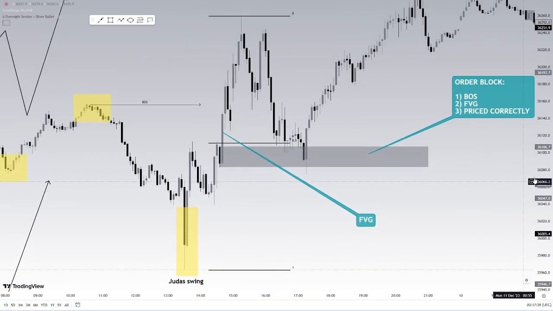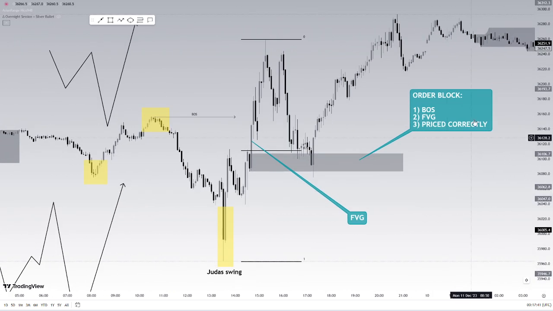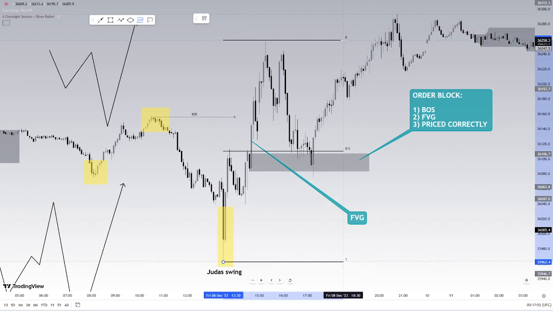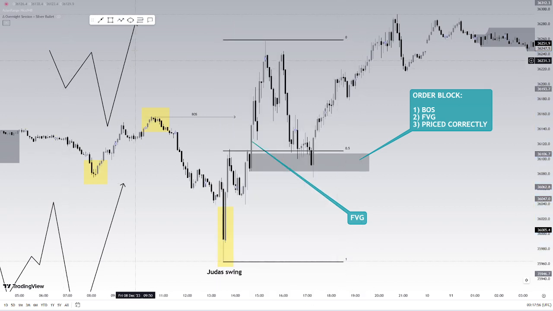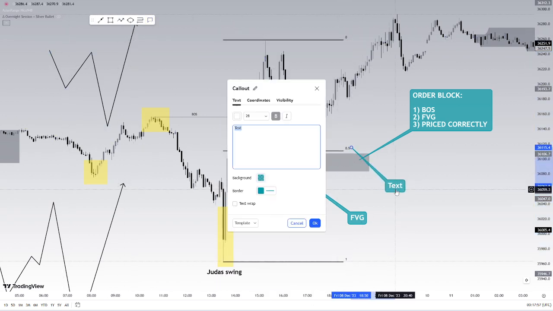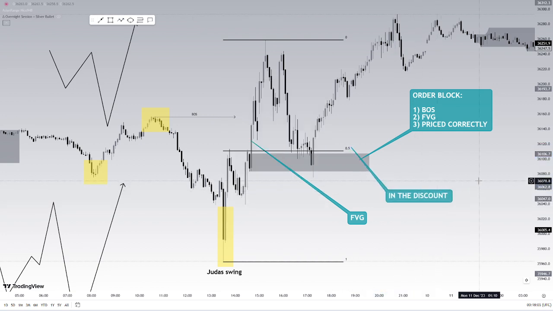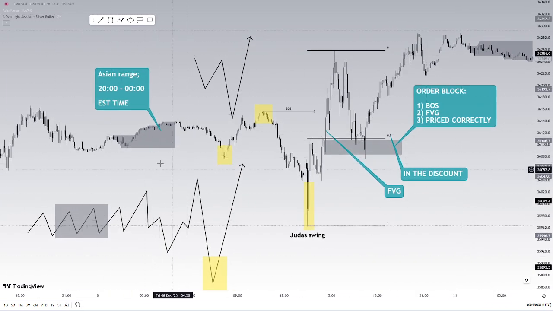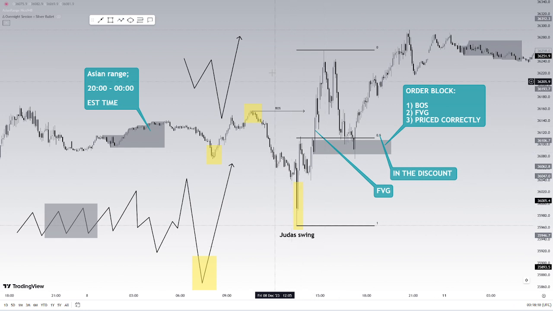And last but not least, we want to see the order block being priced in the discount. So here we have it just below the equilibrium. So how do we decipher premium and discount? Well, we draw the Fibonacci from the swing low up to the swing high. And what we see here is price in the discount, below the 0.5 level. Now with these three things, we have our order block in line with the daily cycle: accumulation, manipulation in the form of the Judas swing in the London session, and we have a break of structure.